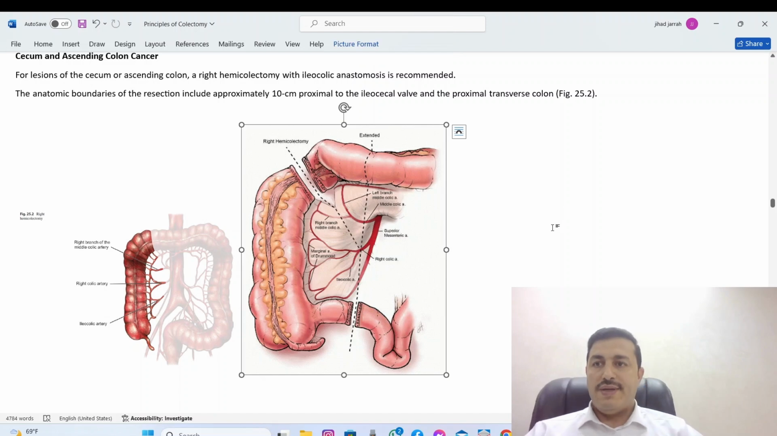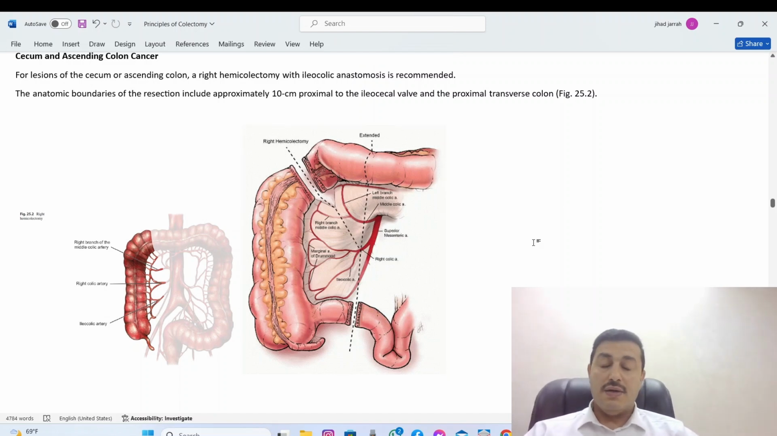For tumor in the cecum and ascending colon, the procedure of choice is right hemicolectomy with ileocolic anastomosis. As you see in this picture, we remove 10 centimeters of the ileum proximal to the ileocecal valve. We remove the cecum, appendix, ascending colon, and the proximal part of the transverse colon. After removing that, we remove the feeding vessel from its origin.